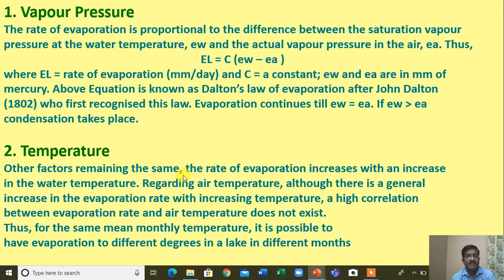Second is temperature. Other factors remaining the same, the rate of evaporation increases with an increase in the water temperature. Regarding air temperature, although there is a general increase in the evaporation rate with increasing temperature, a high correlation between evaporation rate and air temperature does not exist. Thus, for the same mean monthly temperature, it is possible to have evaporation to different degrees in a lake in different months.